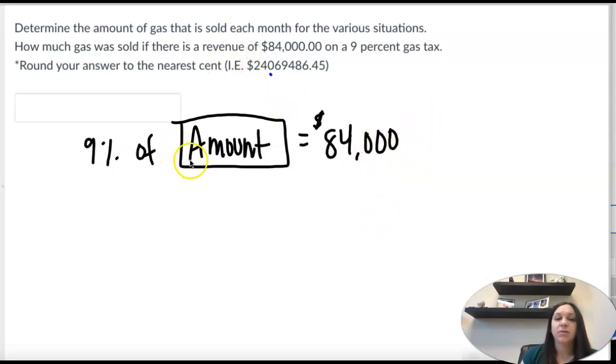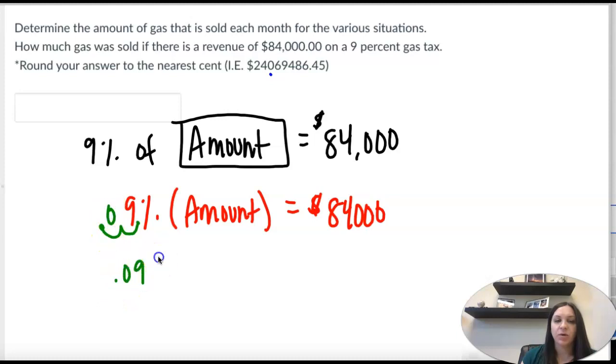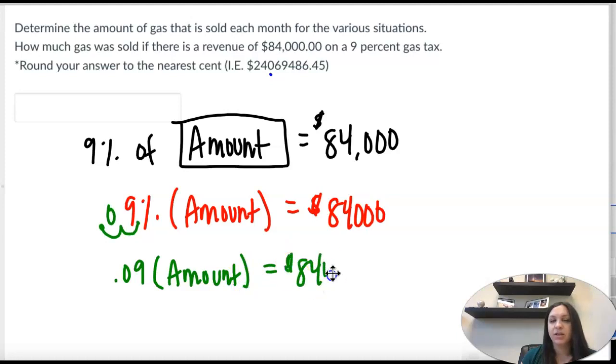So to find this amount, we're actually going to take 9% and multiply it. That's what finding a percent is. But when we do that, the percent has to be in a decimal. So we're going to put the decimal after the 9 and move it back twice. So we're actually multiplying by 0.09. And now we have just a little equation to solve. To get this amount by itself, we're multiplying, so the opposite is we're going to divide both sides by 0.09.